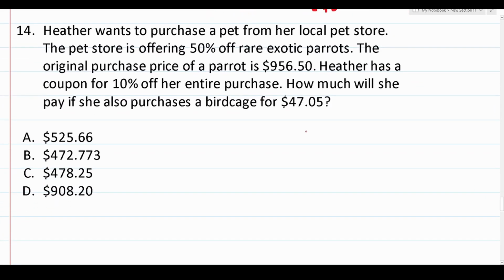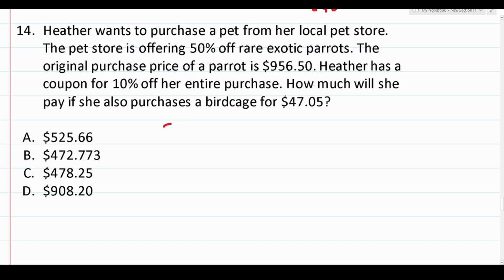Number 14 says Heather wants to purchase a pet from her local pet store. The pet store is offering 50% off rare exotic parrots. The original purchase price of a parrot is $956.50. Heather has a coupon for 10% off her entire purchase. How much will she pay if she also purchases a bird cage for $47.05? So the first thing we have to do is figure out what 50% of $956.50 is.